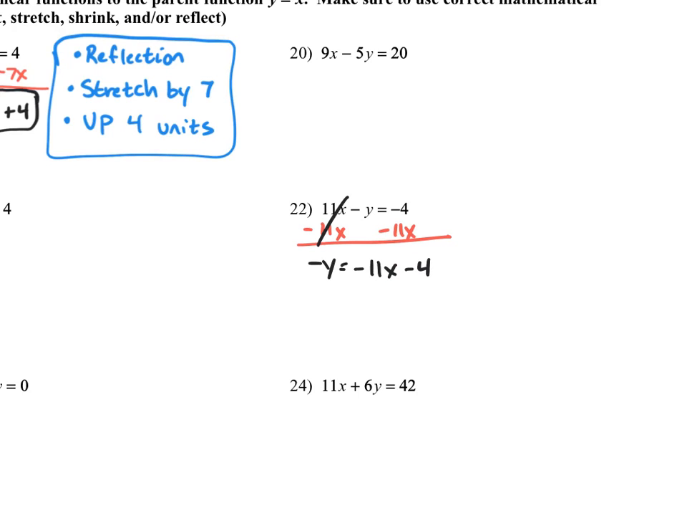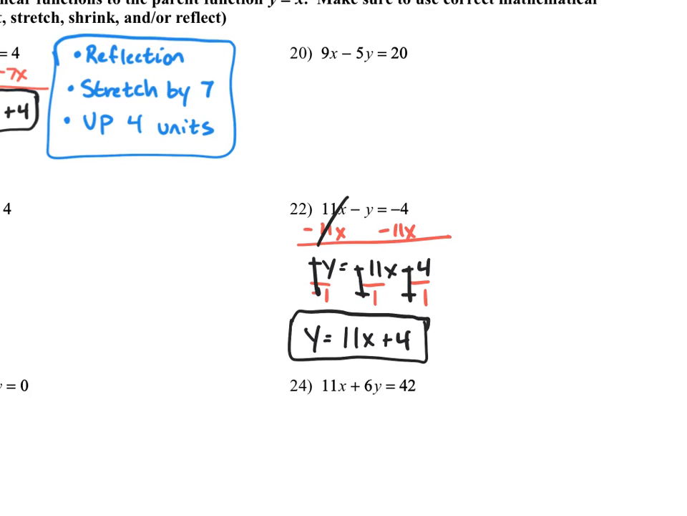Now, I'm not done here. Why? Because of the negative. How do you undo a negative? You can multiply or divide. I tend to say divide, but you've got to divide everything by negative 1. So that means you end up with y is equal to, two negatives make a positive, 11x, and then again, two negatives make a positive, so you get a plus 4. So that is our new equation in slope-intercept form.